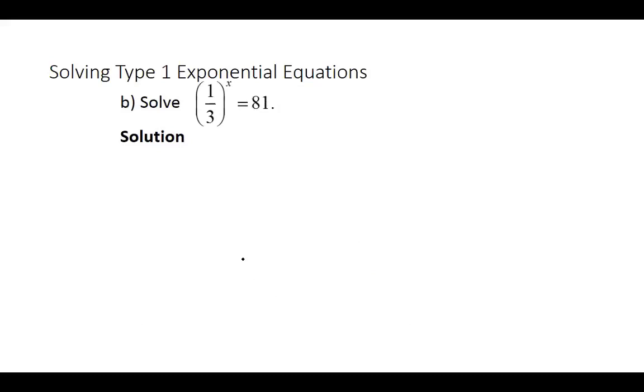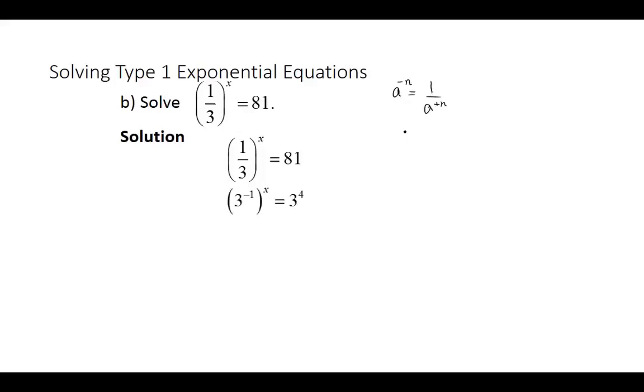You want to solve 1 over 3 to the power of x is equal to 81. Again, the goal is to see if we can make the base the same. So in this case, 1 over 3 is really 3 to the power of minus 1. You recall we had this property: if I have a to the power of minus n, that's the same as 1 over a to the power of n.